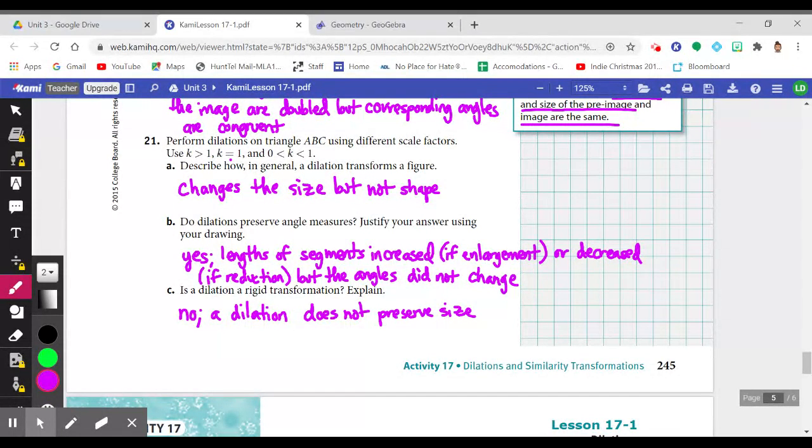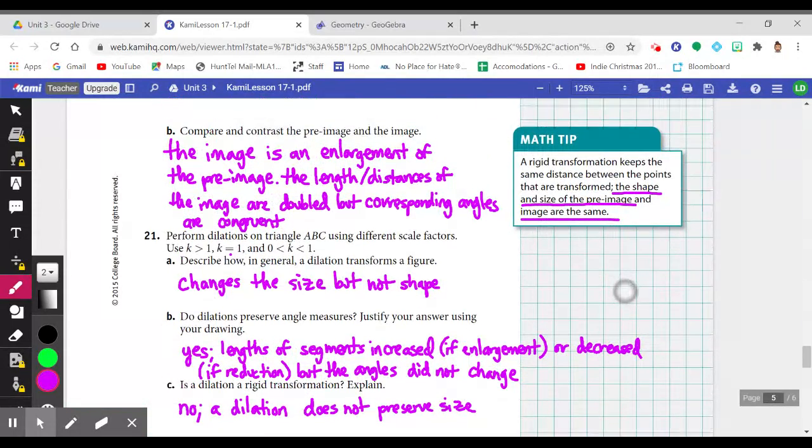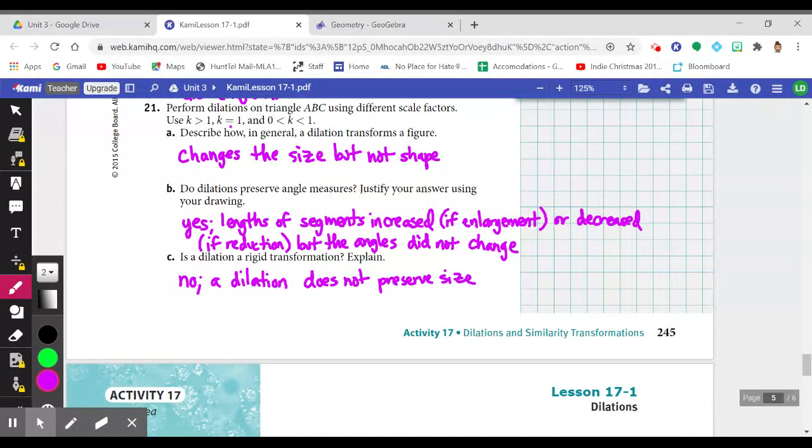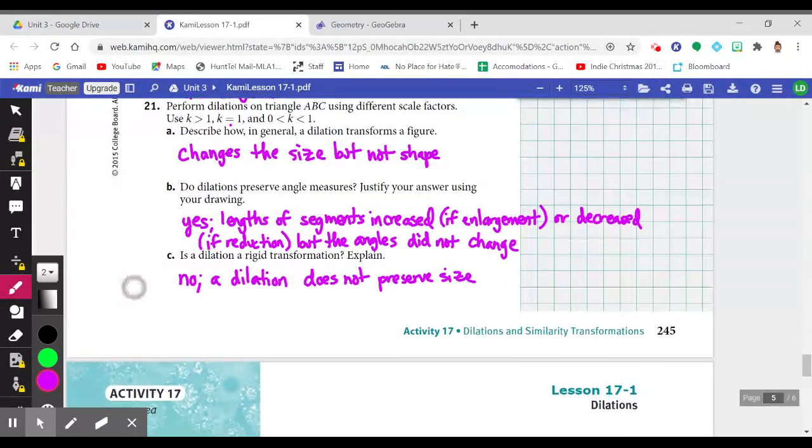Item C, is a dilation a rigid transformation? They recalled the definition of a rigid transformation, or rigid motion, where the size and shape are preserved. Well, is a dilation a rigid transformation? Absolutely not. A dilation does not preserve size. It does preserve shape, but it doesn't preserve size. So we can't define it as a rigid transformation or rigid motion.